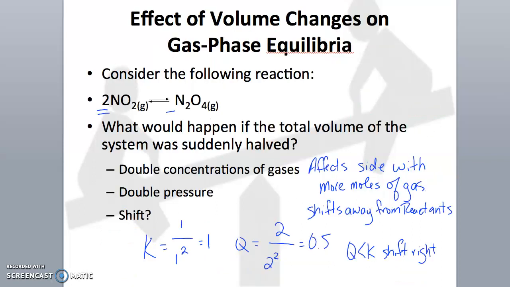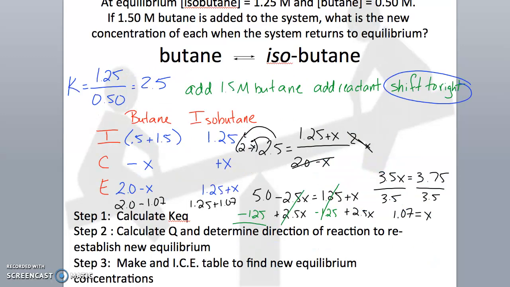This is an example of changing a closed system containing gases. If the volume is halved, the concentrations of the gases are doubled, and the effect would be greater on the side of the reaction that has more moles of gas. If this is not intuitive, you can use the reaction quotient approach to determine the direction of the shift.